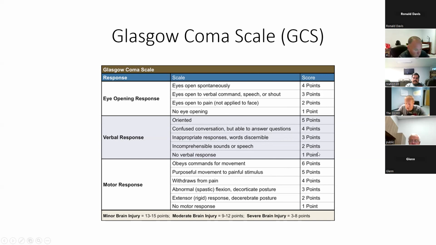Yeah, I got one. Yes, sir. It's not really a question, but if you look down at the bottom, minor, moderate, and severe, if you want to apply that to our color code, would it be safe to say that the 13 to 15 is the green, yellow, and red would apply?